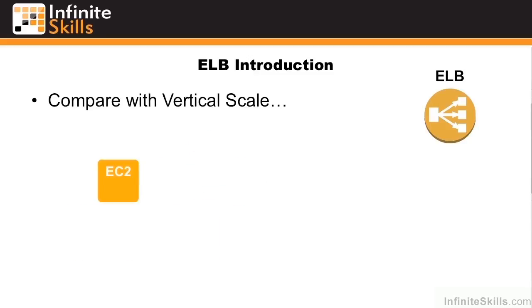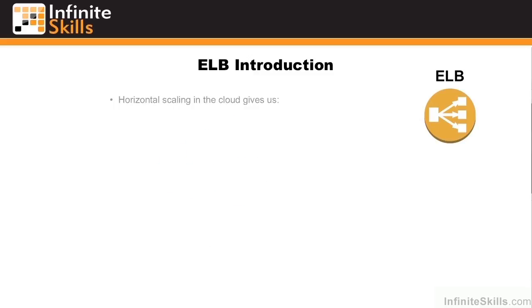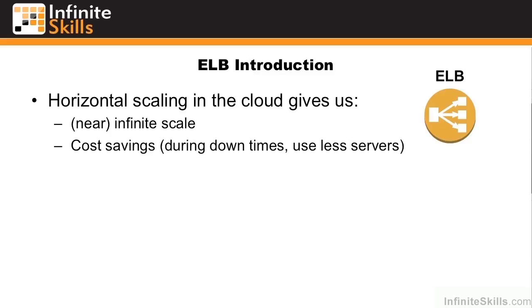If you compare that with vertical scale, here we have a single EC2 instance. When users hit that instance, we can add more resources to that single instance, but you eventually run out of RAM, CPU, and so forth in a single instance. Horizontal scaling in the cloud gives us near infinite scale. We can keep adding more and more instances behind that load balancer. It also gives us cost savings. During downtimes, we can use fewer servers. It also allows for high availability and scaling by tier.